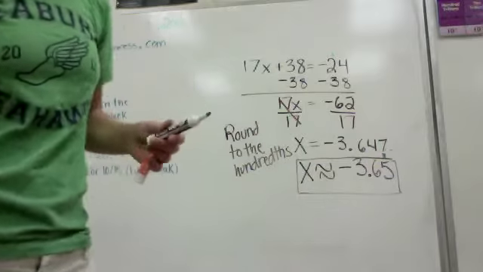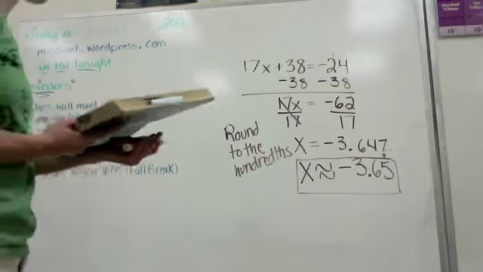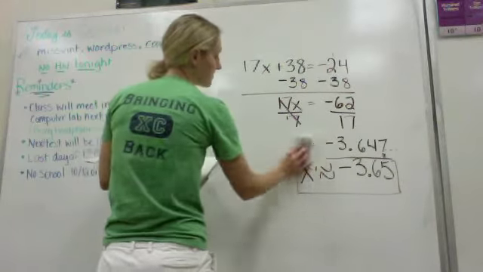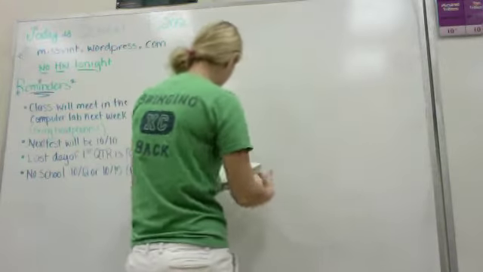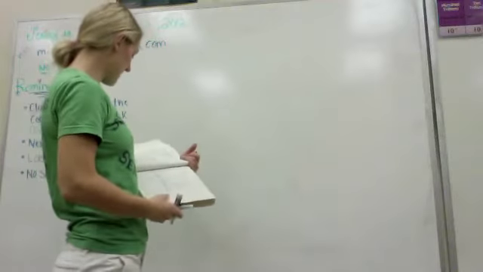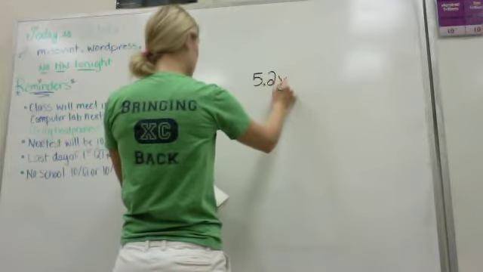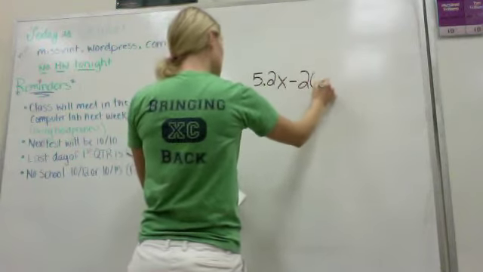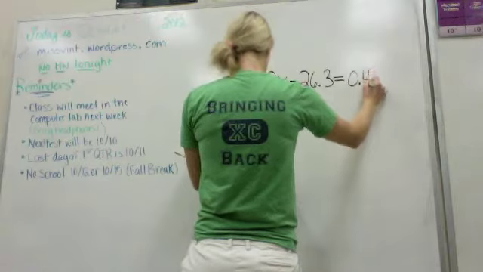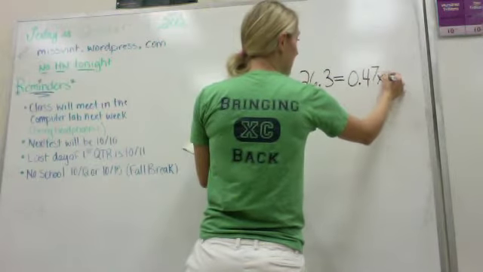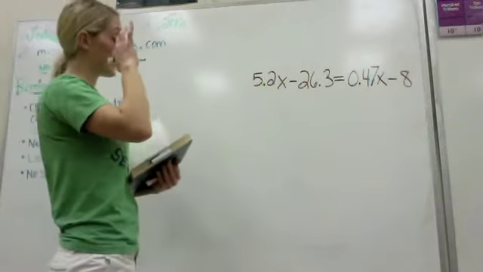Okay? Let's go ahead and look at the next example in the book. And this is example 2 on page 142. All right, let's see. 5 and 2 tenths times x minus 26 and 3 tenths equals 47 hundredths times x minus 8. Okay, let's go ahead and discuss how we're going to solve this.